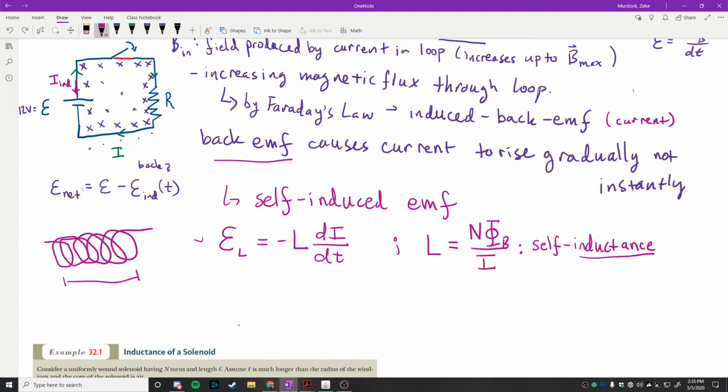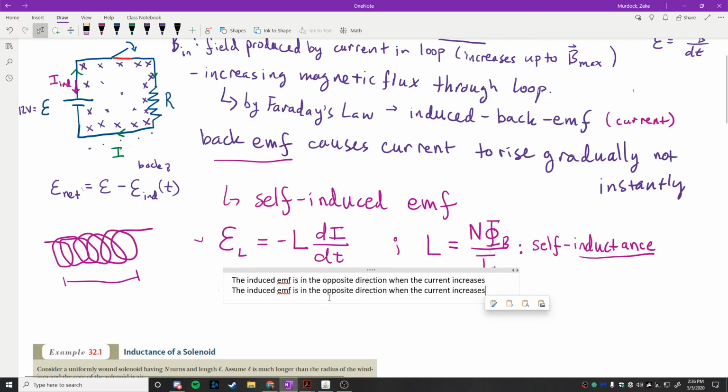That's too much stuff to write, and I don't want to write it in a large space. I think I'm just going to type what I just said, which is that that's what we call back EMF. And then we could also say that the induced EMF is in the same direction when the current decreases.